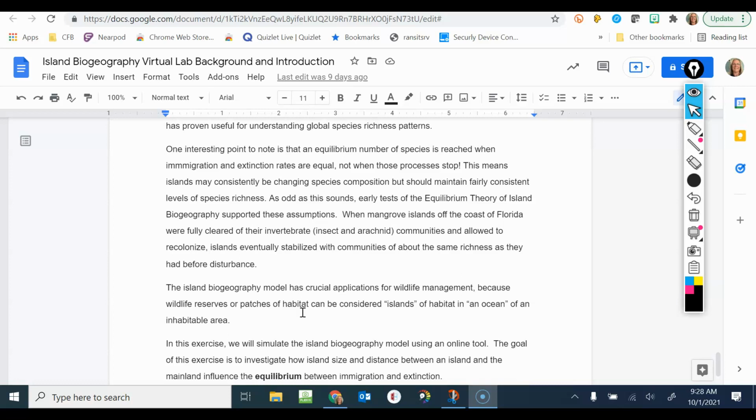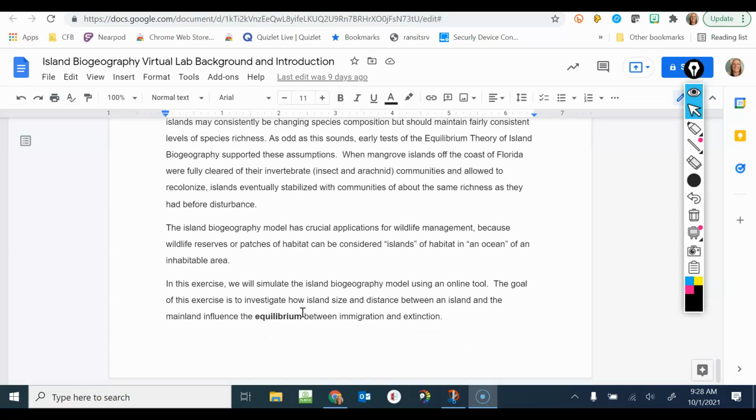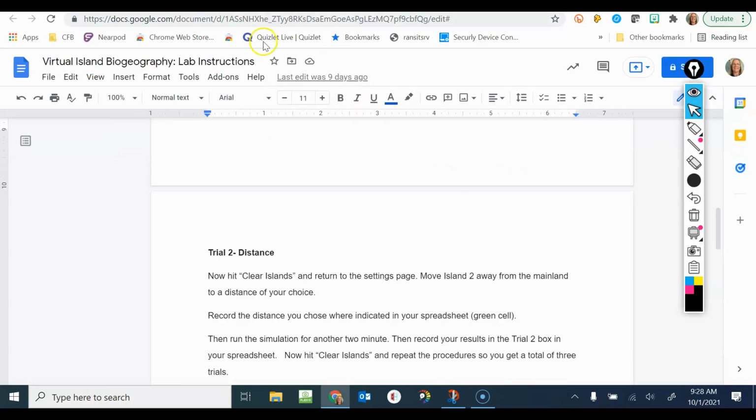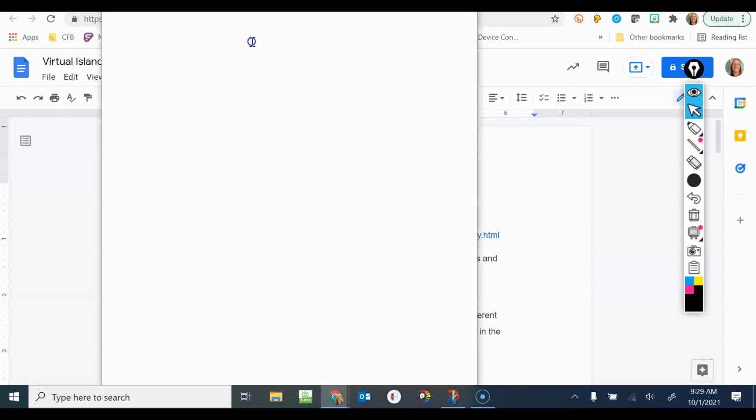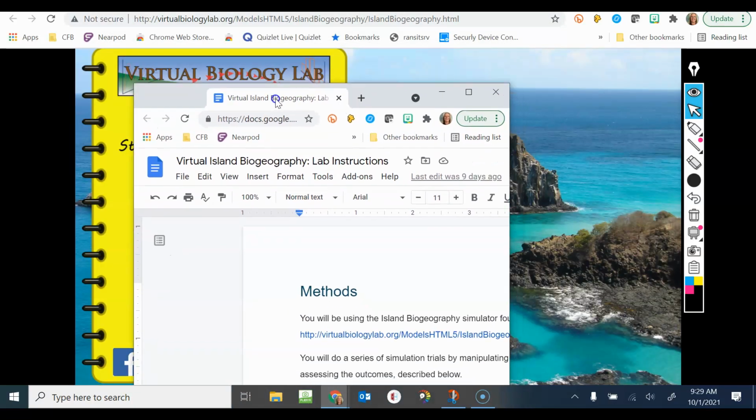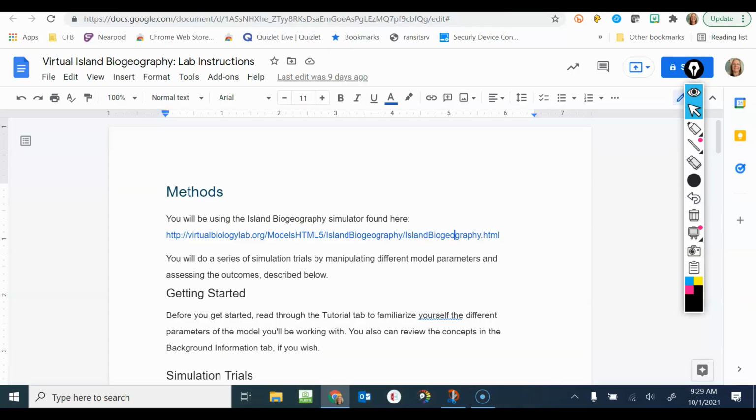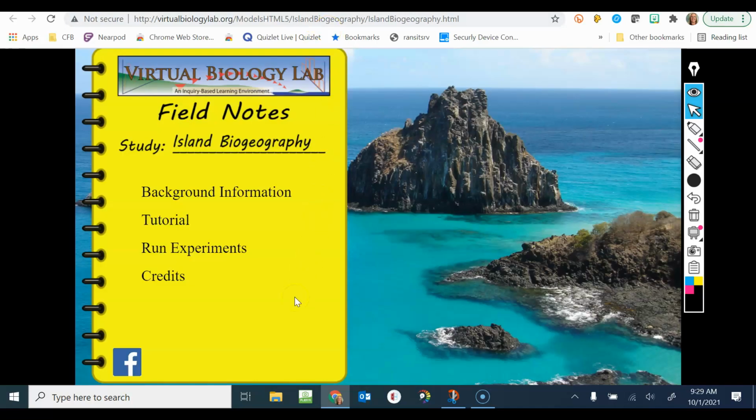And so in this exercise, we're going to simulate island biogeography using an online tool. And so we're going to take a look at that online tool right here. And let's make sure that we have it. There it is. So when you open your virtual island biogeography lab, you will find that you are opening the virtual biology lab link right here.